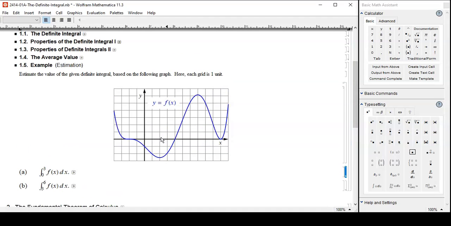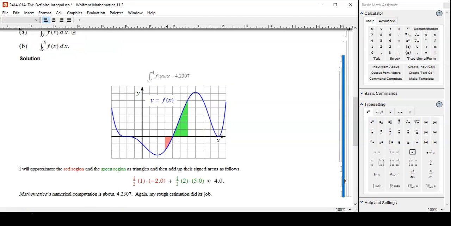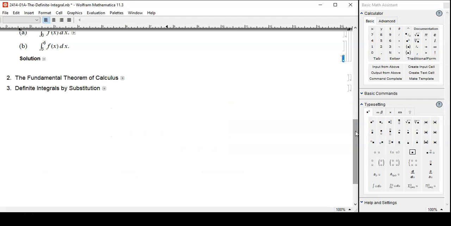How about 3 to 6? So 3, 4, 5, 6. You see the negative part and positive part you'll have to consider separately, and then add those up. And then here you can approximate more or less as a triangle, again more or less as a triangle. If you add up, I'm getting about 4.0, roughly speaking. And the real value is about 4.23 something. That's acceptable for an estimation.